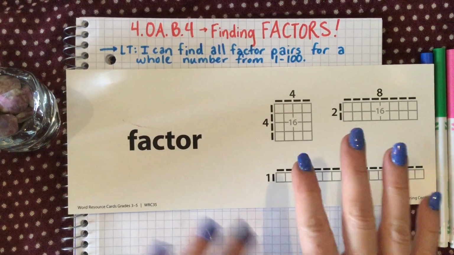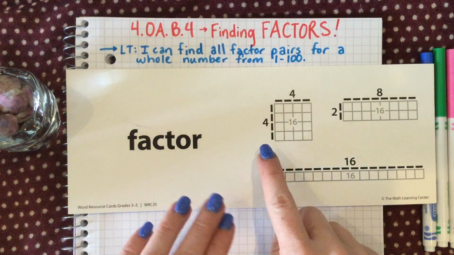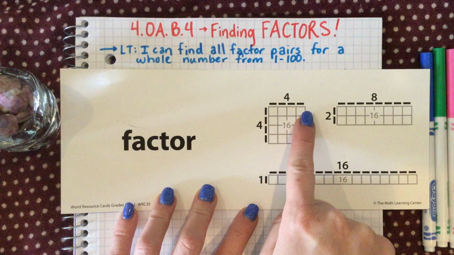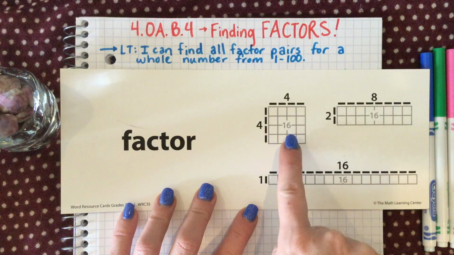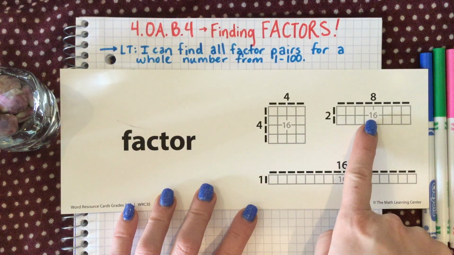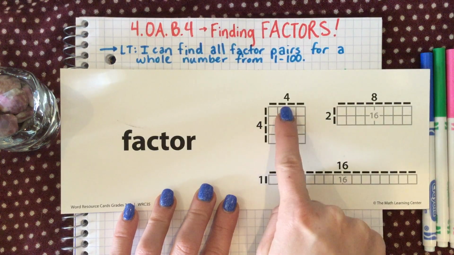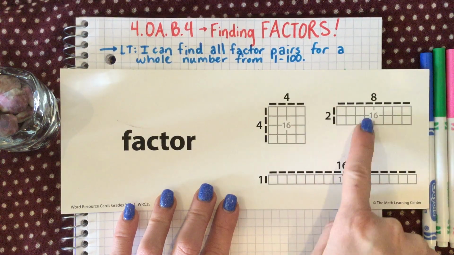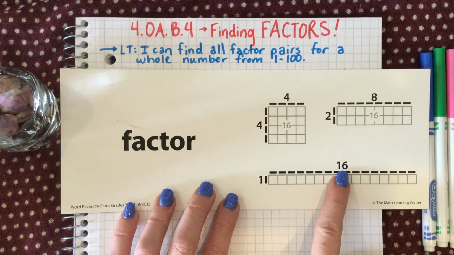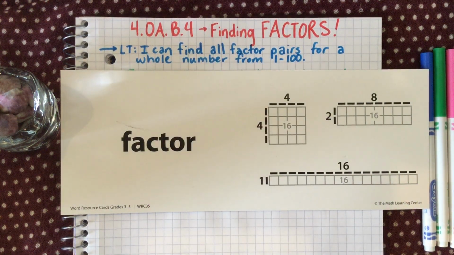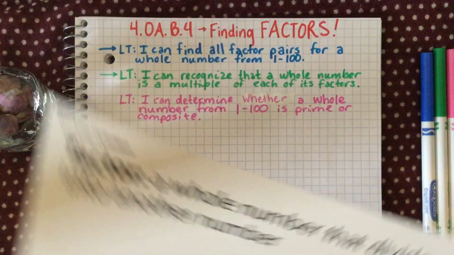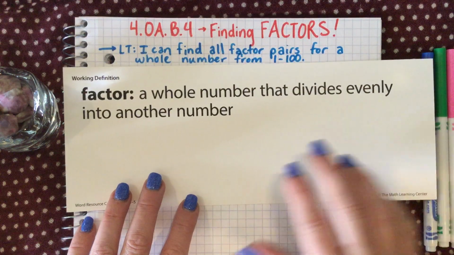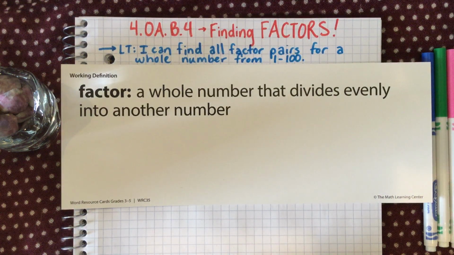You probably are getting some of your memory back from the beginning of the year when we worked with these arrays and we were looking at building arrays using the same number of squares. So for this particular one, all of these arrays form 16, but you can see this is a 4x4 array. This is a 2x8 array, and this is a 1x16 array. So take a second and think, what does that tell us about what a factor is? A factor is a whole number that divides evenly into another number.